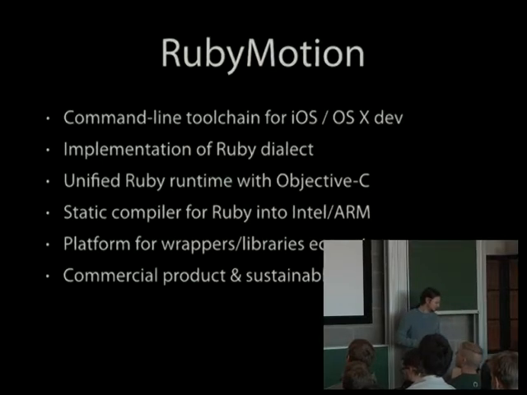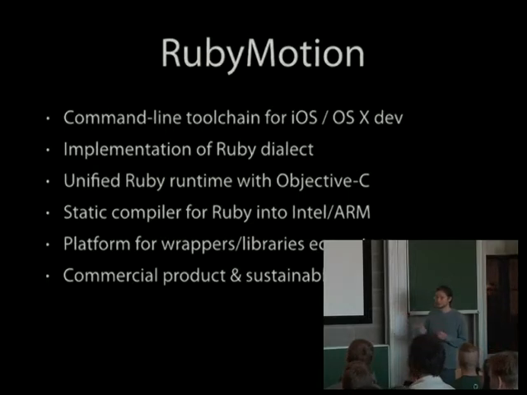And RubyMotion is basically a few things. First, it's all driven by the command line. So you use RubyMotion from the terminal. We implement a dialect of Ruby, not the entire Ruby language, because there are things in Ruby that don't really fit well for embedded devices.